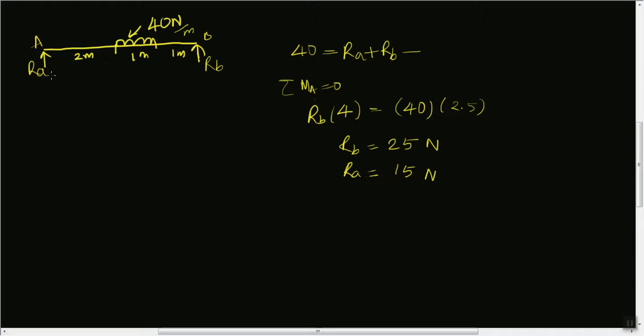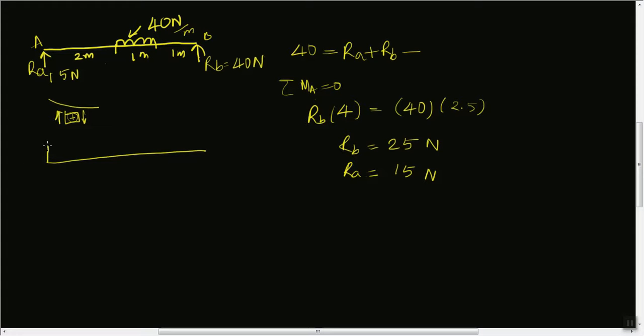So RA is 15 newtons, and RB is 40 newtons. Now we can draw the shear force diagram for this. This RA of 15 newtons is causing deflection like this, so the element is subjected to this kind of load. Right face downward is considered to be positive. So this is the reference line of the shear force diagram.